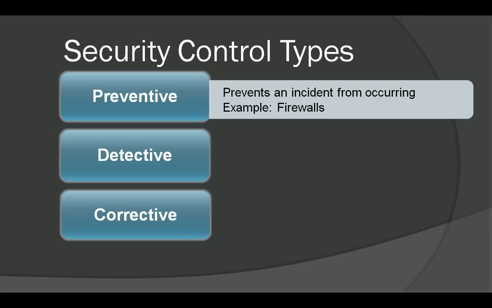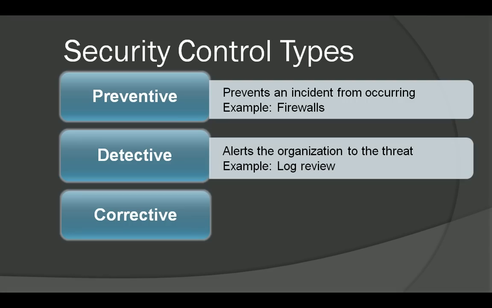A preventive control could be a lock on a door. A physical preventive control is a lock. You put a lock on a door, they can't open the door to get in, just like a firewall. A detective control would alert the organization to a threat. So in a technical classification, it would be log review. So we can go through logs and we can detect that there was some kind of an intrusion. Or an IDS, an intrusion detection system, can tell us when there's an intrusion into our network. You can take a whole class on that.